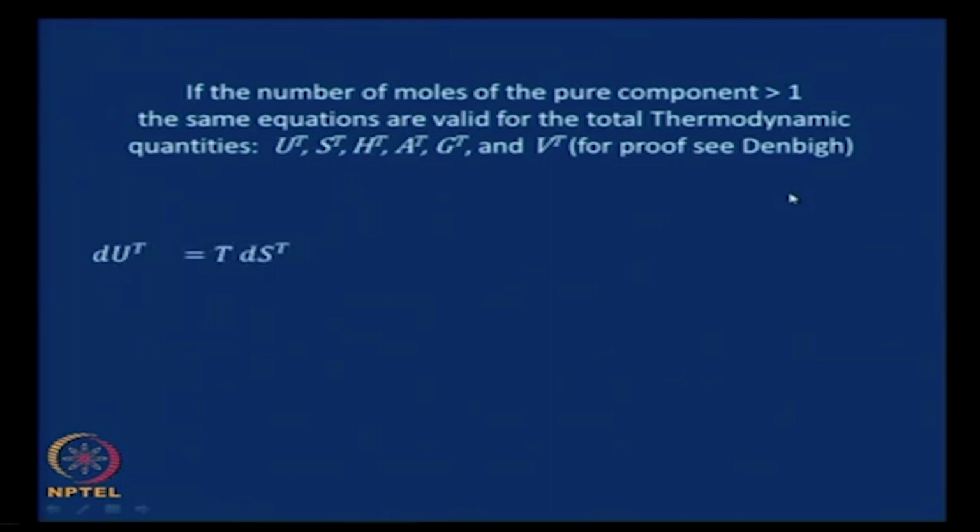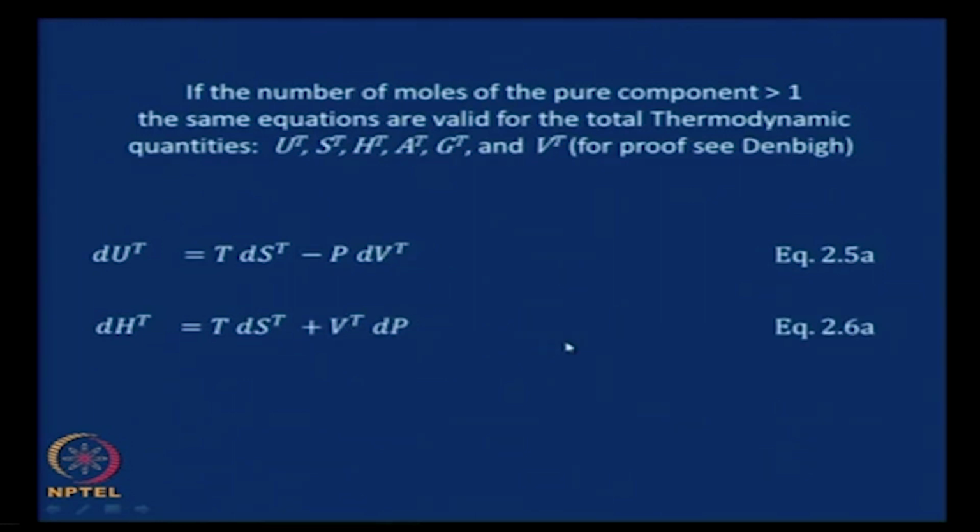Let me just state the equations here. dUt equals T dSt minus P dVt. Remember that T is an intensive variable, its value will not depend on the amount of substance present, so it is going to be T. P is also an intensive variable. Let us call this equation 2.5a. dHt is T dSt plus Vt dP, equation 2.6a.